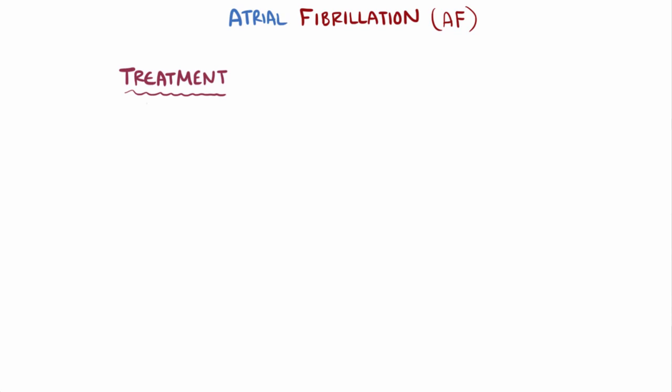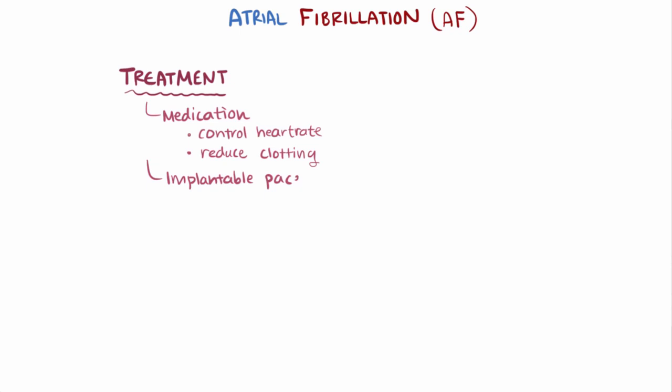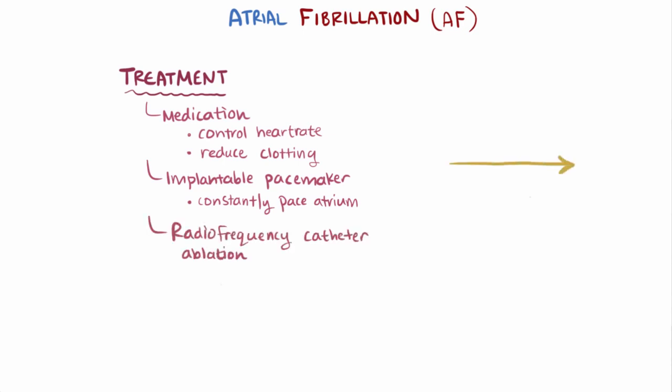Certain medications that help control the heart rate might be given, or medications that reduce the likelihood of blood clot formation and therefore prevent stroke. Also, patients might receive an implantable cardiac pacemaker, which, by constantly pacing the atrium, can reduce the chance of an AF episode. Finally, some patients might have a radiofrequency catheter ablation, where certain areas of tissue are destroyed such that the electrical signal doesn't propagate anymore.